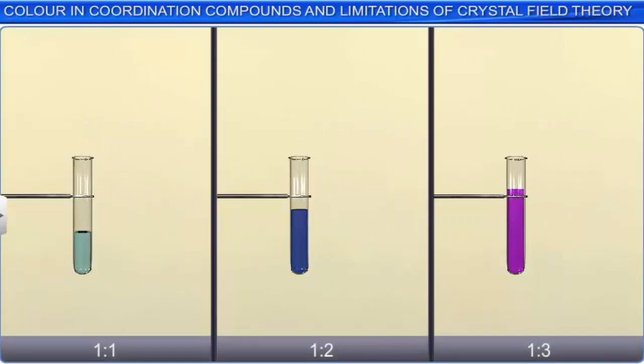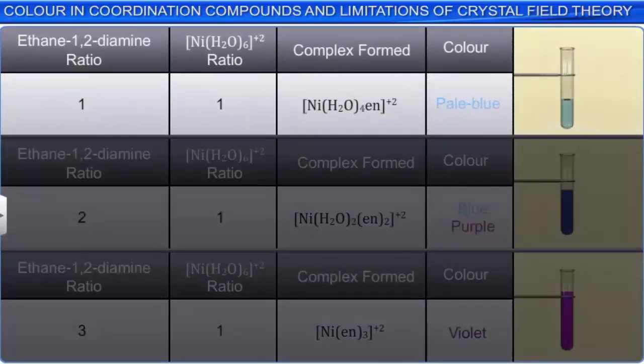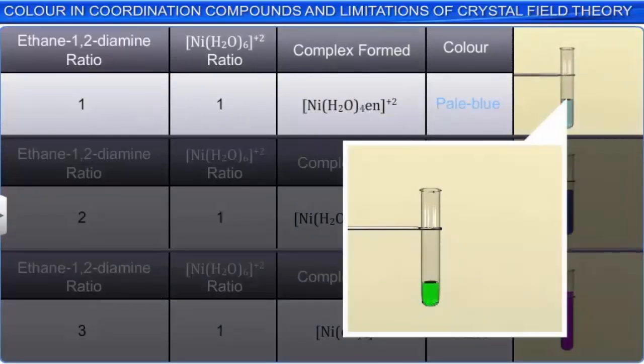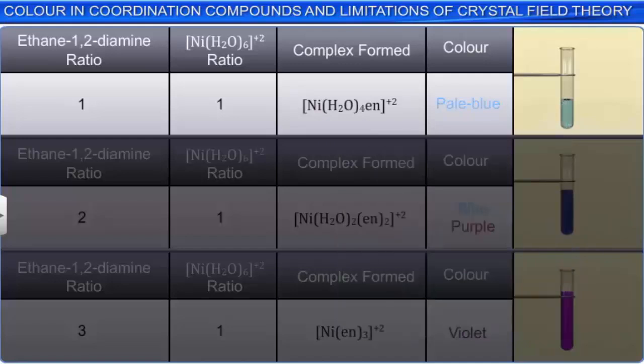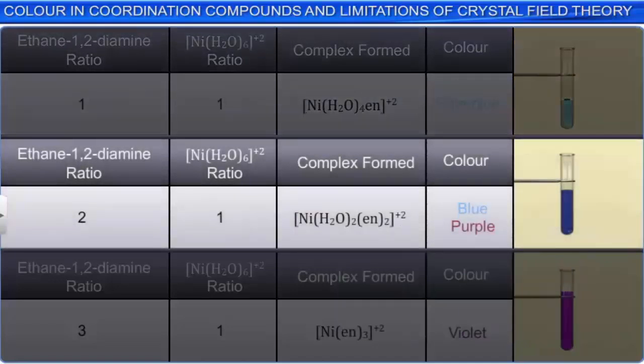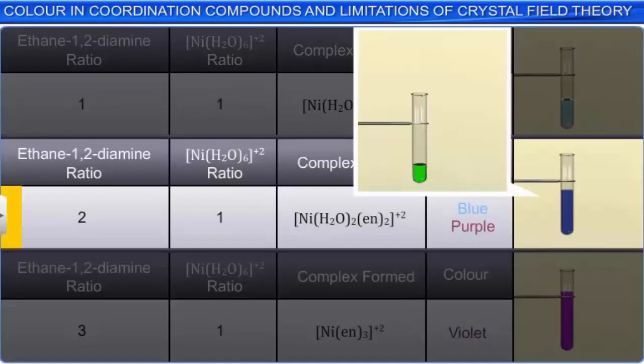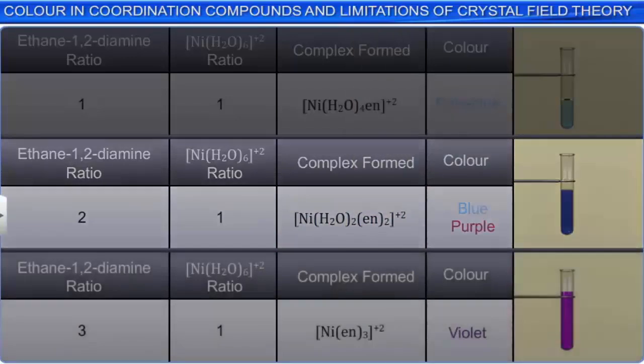When the addition of ethane-1,2-diamine to the complex is in the molar ratio of 1:1, a pale blue colored complex of [Ni(H2O)4(en)]2+ is formed. When the addition is in the ratio of 2:1, a blue or purple colored [Ni(H2O)2(en)2]2+ is formed. Addition in the ratio of 3:1 results in a violet colored tris(ethane-1,2-diamine)nickel(II) complex.